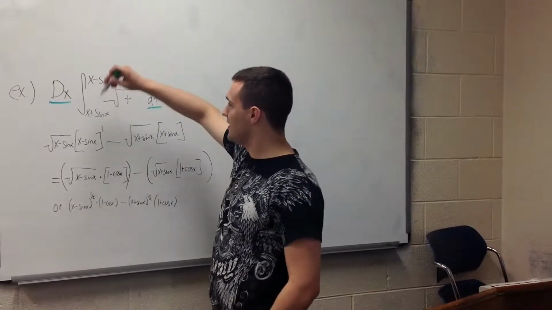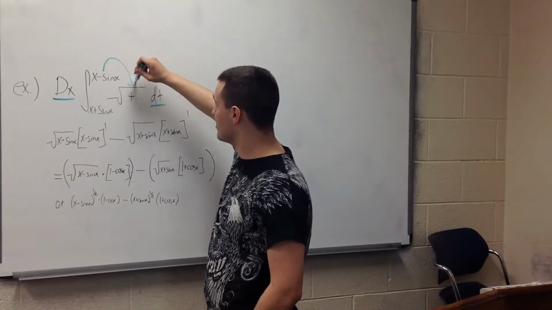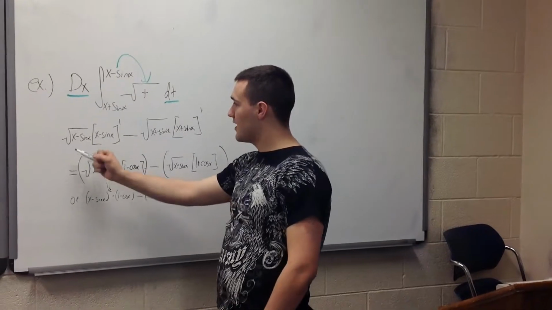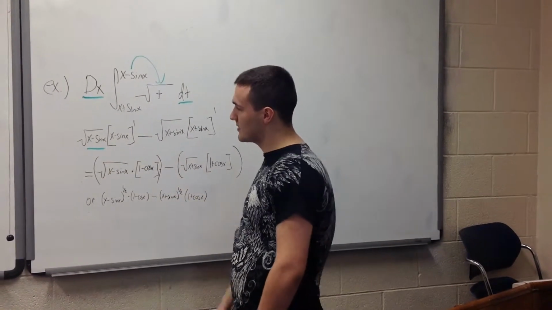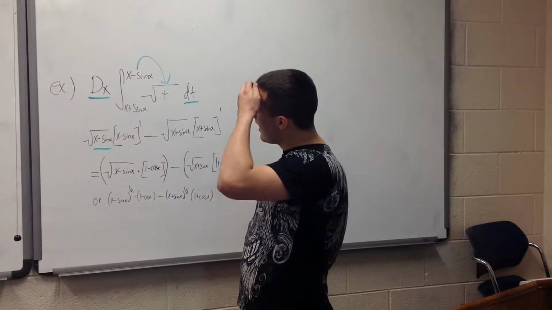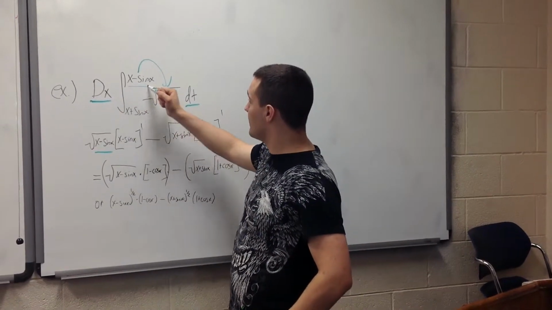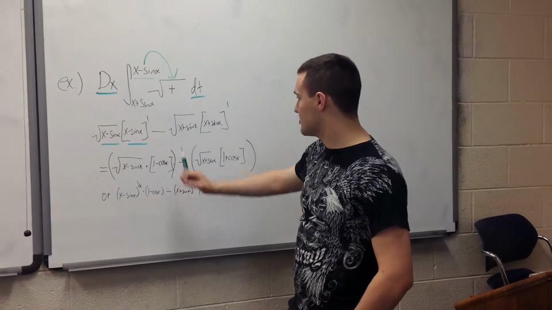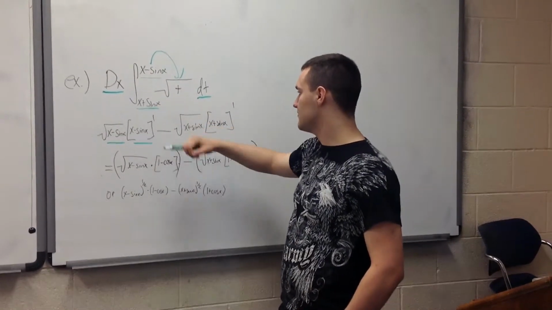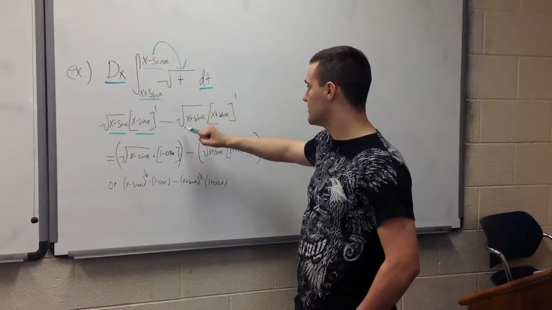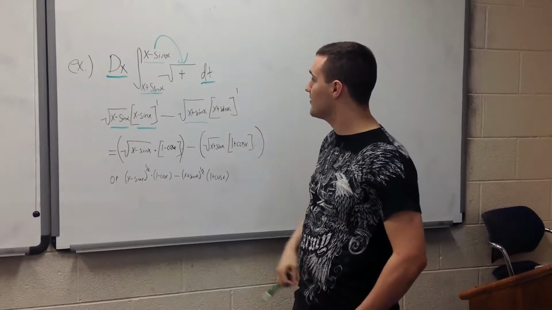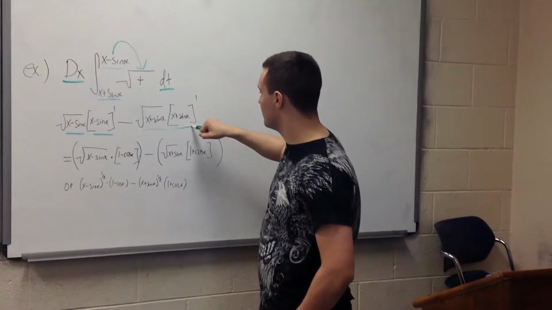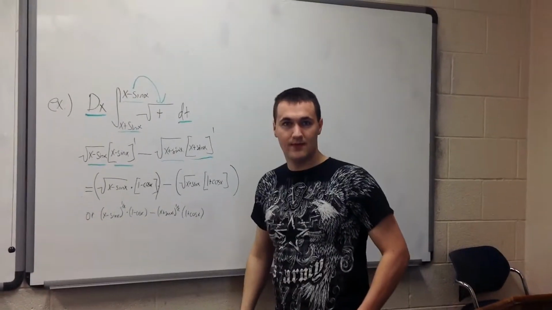Just like I showed you in the other problem, you're going to plug in your base b. So now you're going to have the square root of x minus sine x, and then you're going to take the derivative of your base b, which is this right here. Then you're going to subtract your base a, plugged into the original equation. That's what you got right there. And then you're going to take the derivative of it, which is this right here.